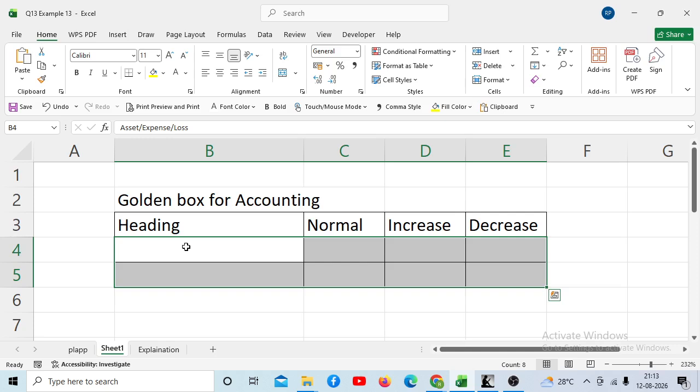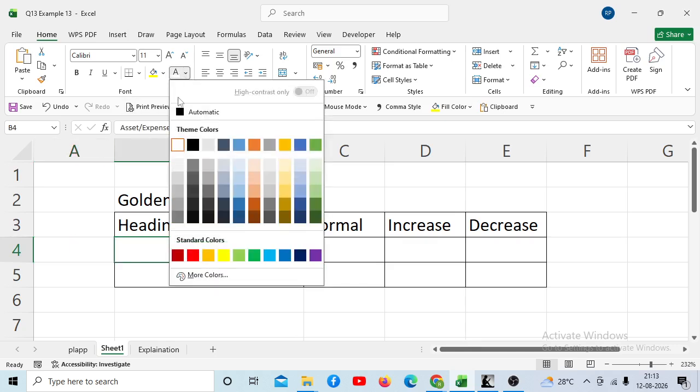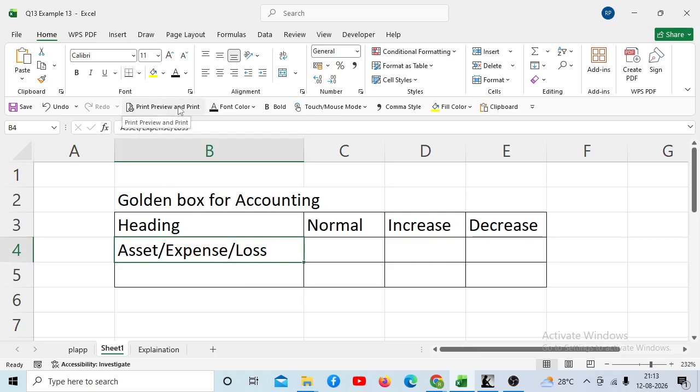Tell me what is the first heading. Asset, expense, and loss. Very good. What is the normal balance for that? Debit. If it is increasing, debit. And if it is decreasing, credit.